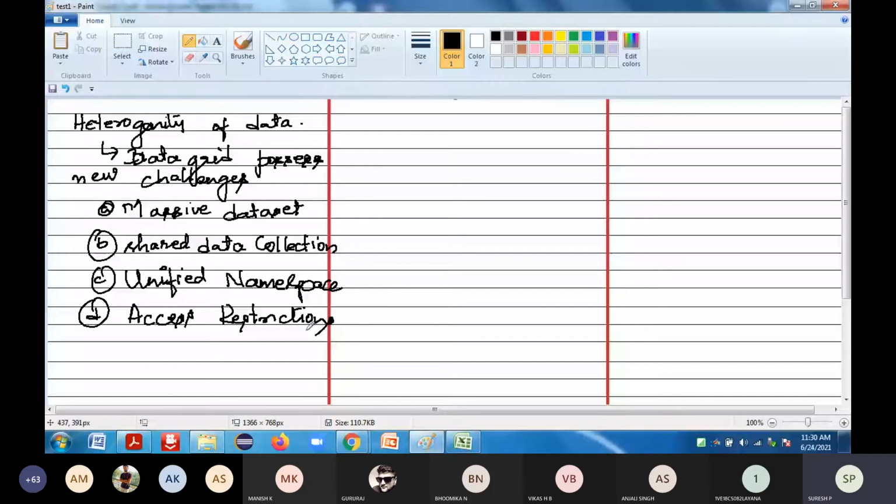Due to high-speed networking technologies, if you take data grids, they constitute a more structured and integrated approach. So your data grid becomes the most structured and integrated approach it is going to have.